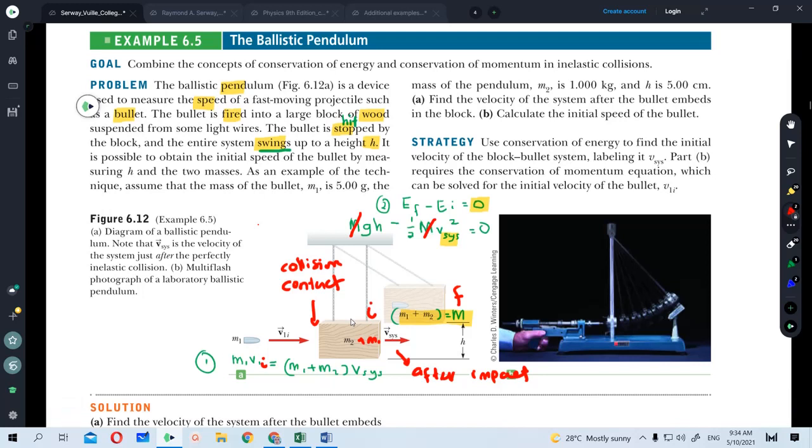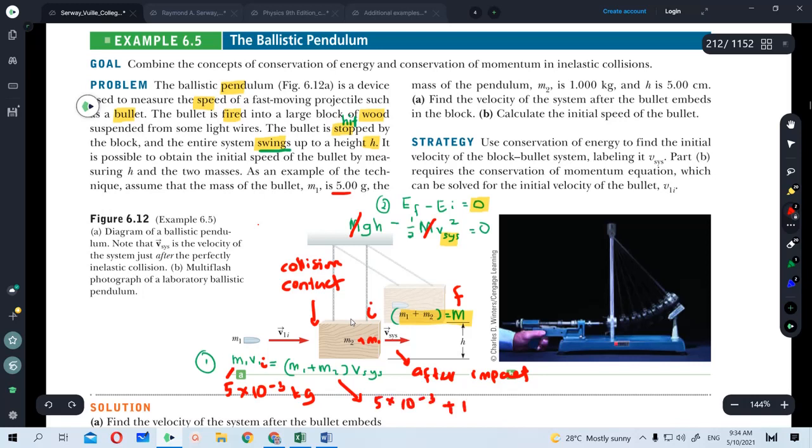Now let's look at what's given. It says here that the bullet is 5 gram. Remember that it should be in SI units, so you have to convert into kilogram, that's number one. So this is 5 times 10 to the power of negative 3 kilogram. The block itself is 1 kilogram. And the h is 5 centimeter, so this is 0.05 meter.